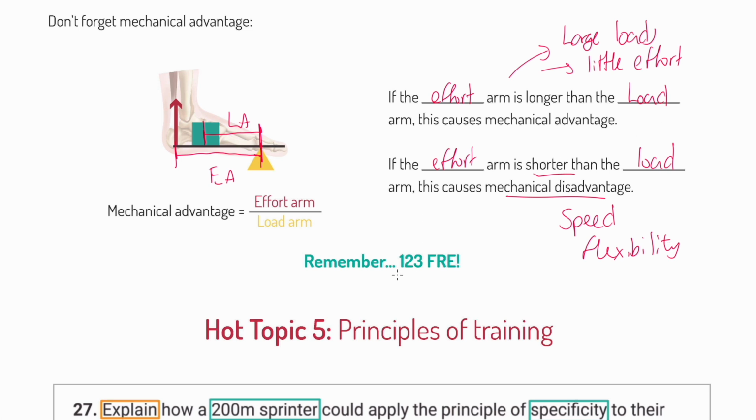And remember, for 1, 2, 3, think FRE or FLE. For 1st class, think F between the other 2. For 2nd class, think resistance or load between the other 2. For 3rd class, think effort between the other 2. So this has got the resistance between the other 2, the load between the other 2. So of course it's a 2nd class lever as we've looked at already.